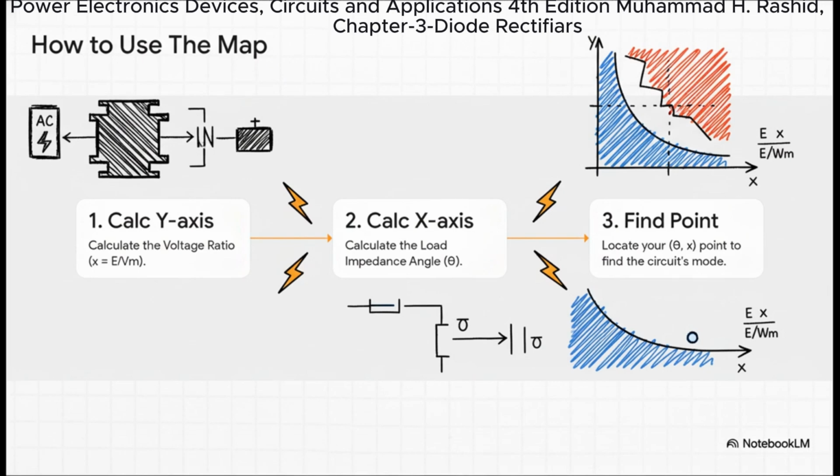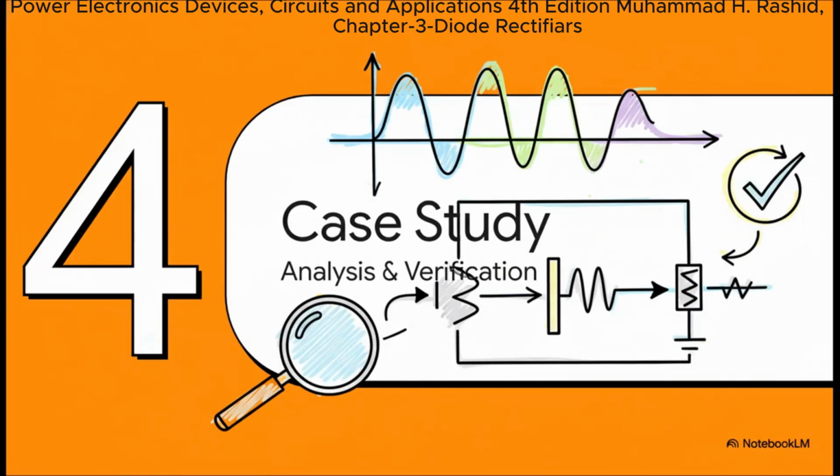Here's what you do. You calculate your voltage ratio, that's your y value. Then you calculate your impedance angle, that's your x value. You find where they meet on the graph, and it will tell you instantly if you're in the continuous blue zone or the discontinuous red zone. Simple as that. Theory is great, but let's put all this theory into practice.